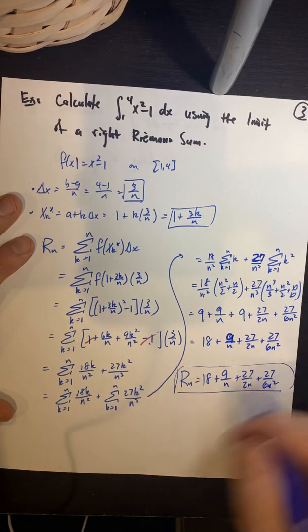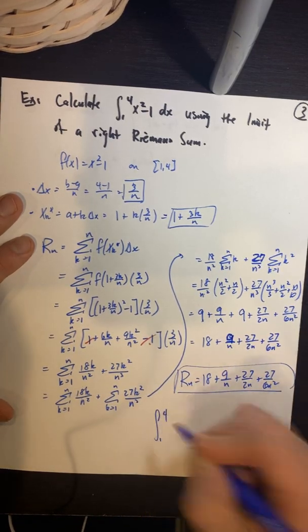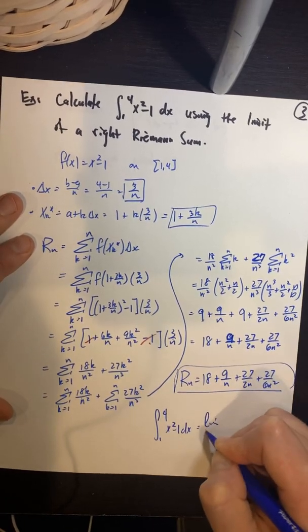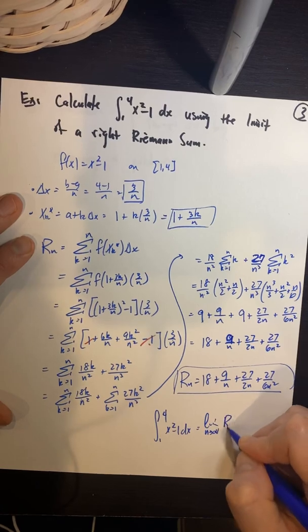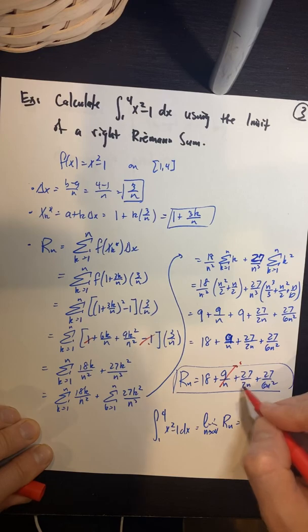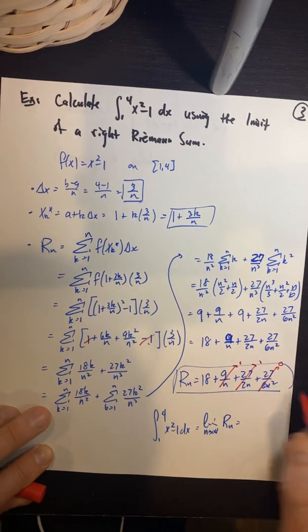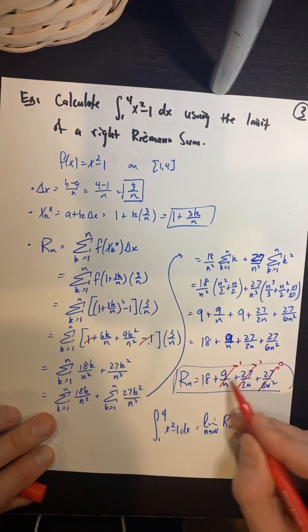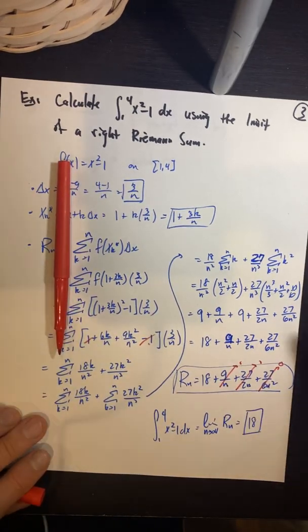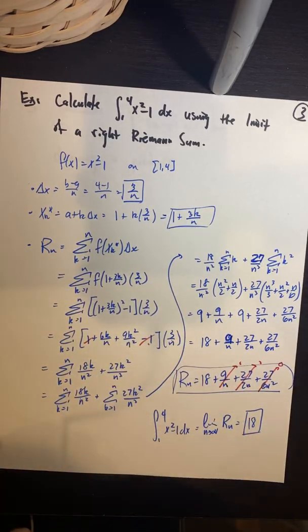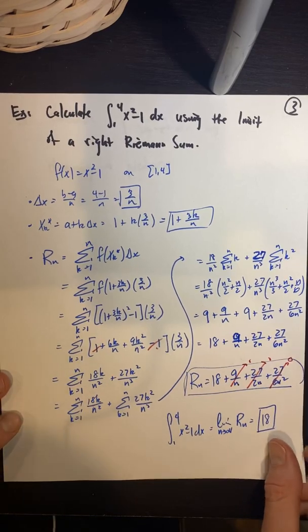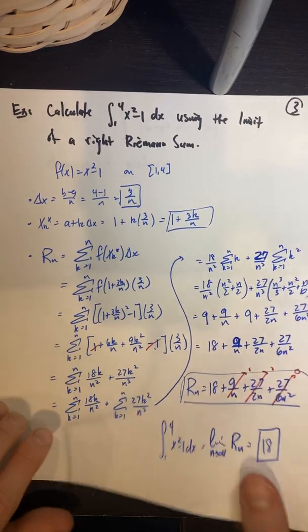Okay, so the integral then from 1 to 4 of x squared minus 1 dx, that's the limit as n goes to infinity of R_n. So I look up here and I see that as n goes to infinity, this term will go to 0, this term will go to 0, this term will go to 0. Why? Because they all have an n in the denominator. The denominator is blowing up, so that gets very, very small. So my answer is 18. Okay, so that's another way to do a definite integral, using the limit of a Riemann sum.